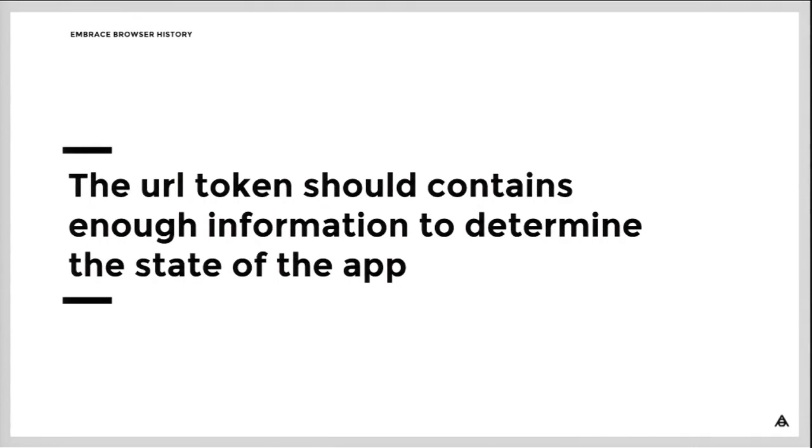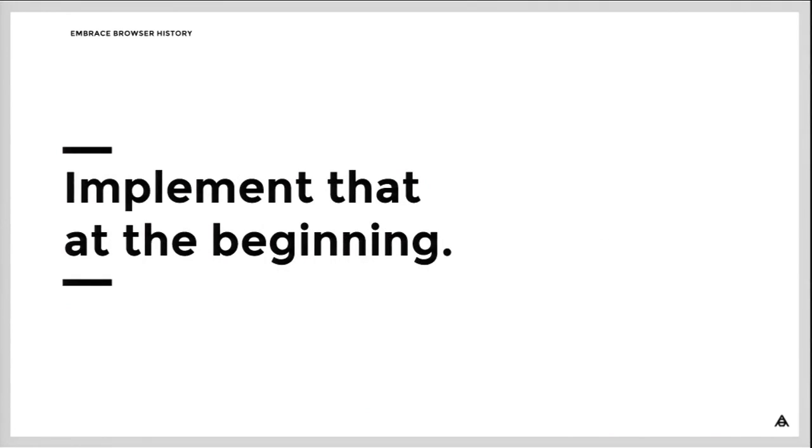But you have to put in the URL all the information you need in order to determine the state of your application. So if I take the URL, and copy-paste the same URL in another browser, I should arrive at the same state of the application. I should see the same screen. And a big piece of advice is that you have to implement that at the beginning and not at the end of the development process. Otherwise, it's almost impossible to do.